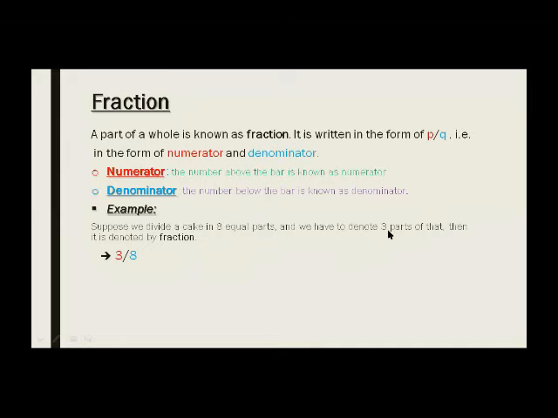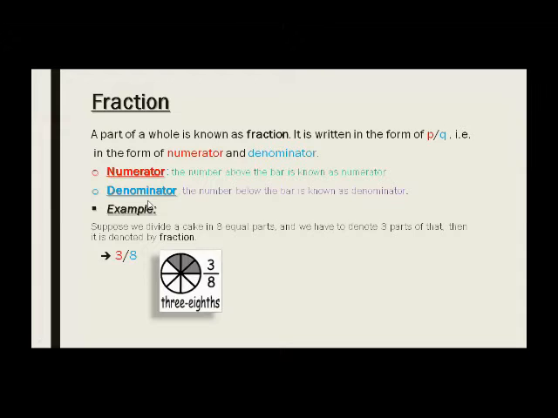How will you write this as a fraction? 8 whole parts, and we donate 3 parts. So this is 3 upon 8. Here 3 is the numerator and 8 is the denominator. How will we read this fraction? 3 upon 8. These are the 8 parts of the cake and we give 3 to someone else. So 3 upon 8 is the fraction.